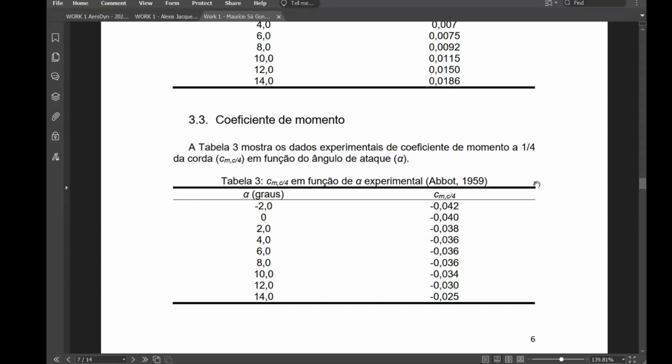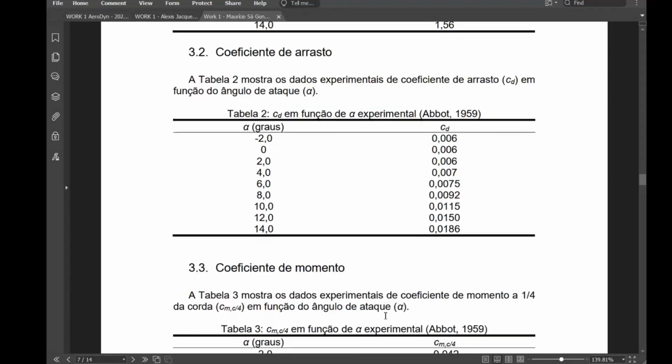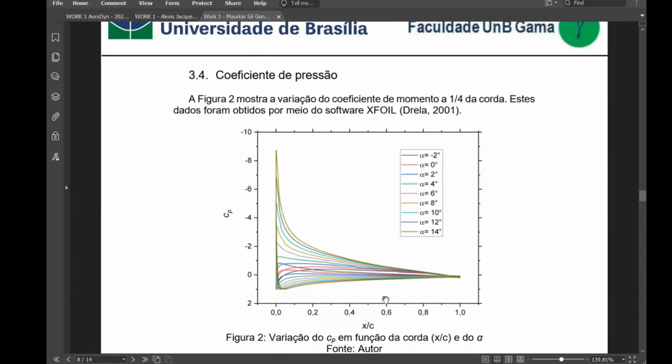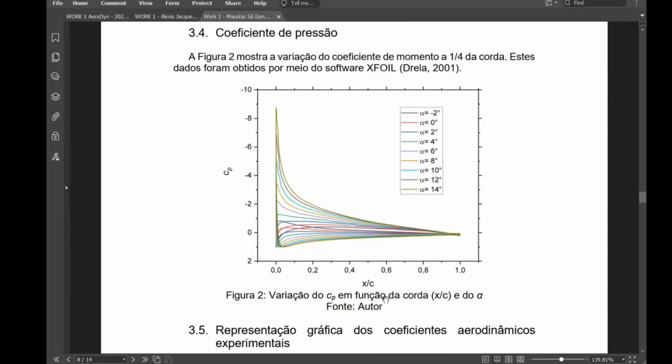Table 3 is in the same format and includes data on moment coefficient at the quarter chord. You could combine all these 3 tables inside one table, which is absolutely acceptable. No need to extend so much, but as an example, it also serves. Then the author could not find experimental data on pressure coefficient and plotted it according to the XFoil program. It's accepted, as you know, if you just need pressure coefficient distribution, you can do it.